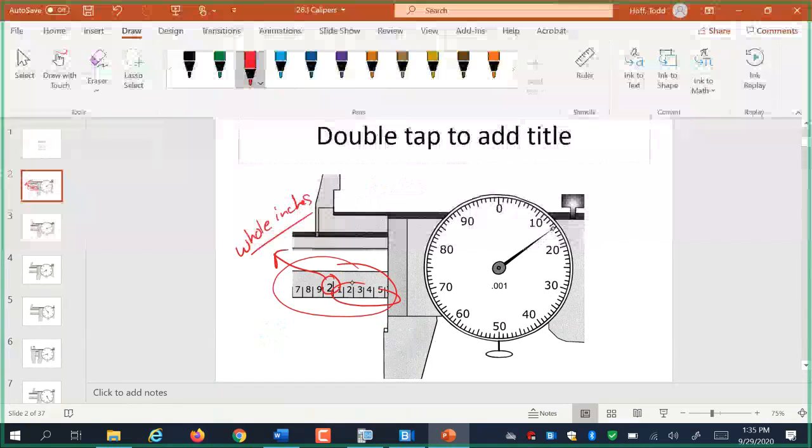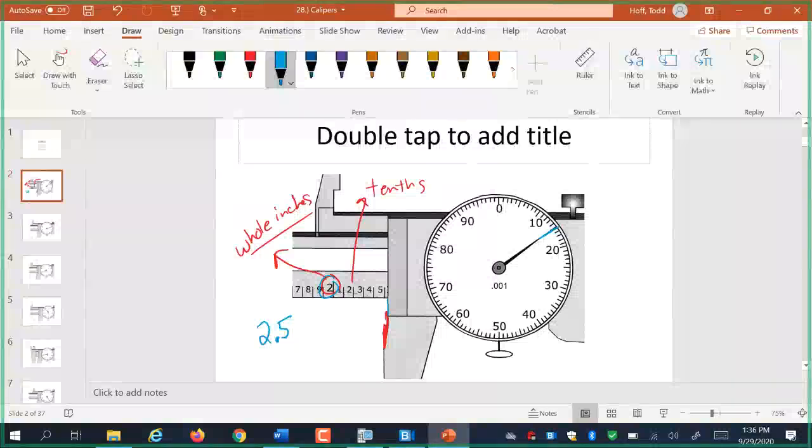The number it's pointing to on the dial, that's pointing to 15. That is 15 thousandths of an inch. So you just put a 15 on the end of that. 2.515 inches is that measurement.